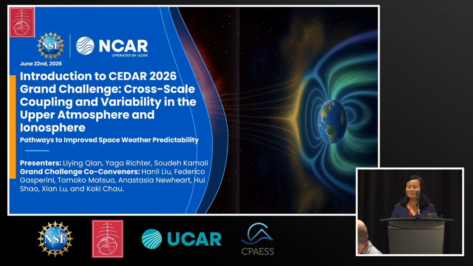Okay, so good morning, everyone. Thanks for joining us for this introduction to the CEDAR 2026 Grand Challenge, Cross-Scale Coupling and Variability in the Upper Atmosphere and Ionosphere: Pathway to Improve the Space Weather Predictability. This Grand Challenge brings together a diverse team of conveners from across the CEDAR community, industry, and operational space weather community. Our goal is to advance understanding of how variability develops across scale in the ionosphere-thermosphere system, and how this understanding can ultimately lead to improved space weather predictability.